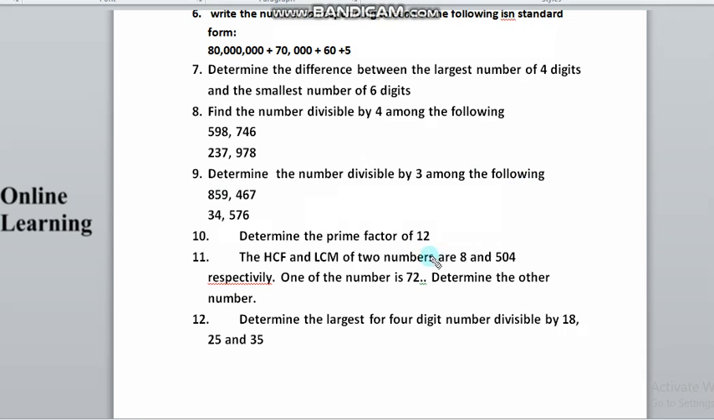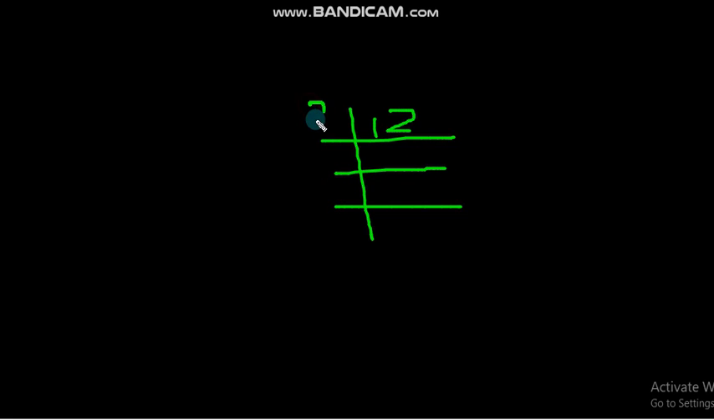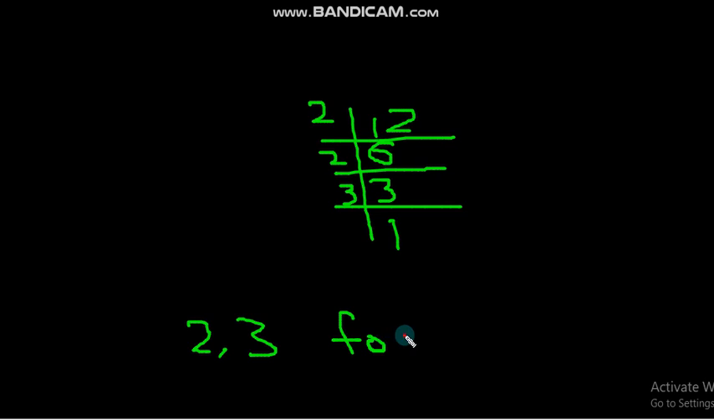Next, determine the prime factors of 12. If we write the prime factorization of 12, we have 2 six times, 2 three times, 3 one time. That means the prime factors we have for 12 are only 2 and 3.